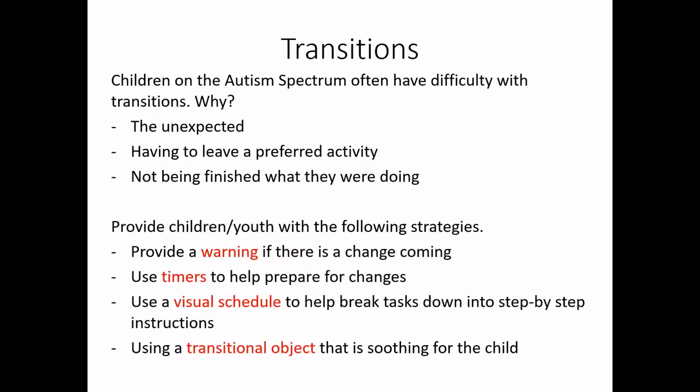Okay, so transitions, as I said, can be very difficult for some people with autism. Why is this the case? They often have a hard time with the unexpected and not knowing what's coming next and not having that predictability. So having to leave a preferred activity can be very hard. A lot of parents will say, when I tell my child, time to turn off the TV or we're all done with video games, they can get very dysregulated and get very upset because they don't want to leave their preferred activity. So we need to support them with that.